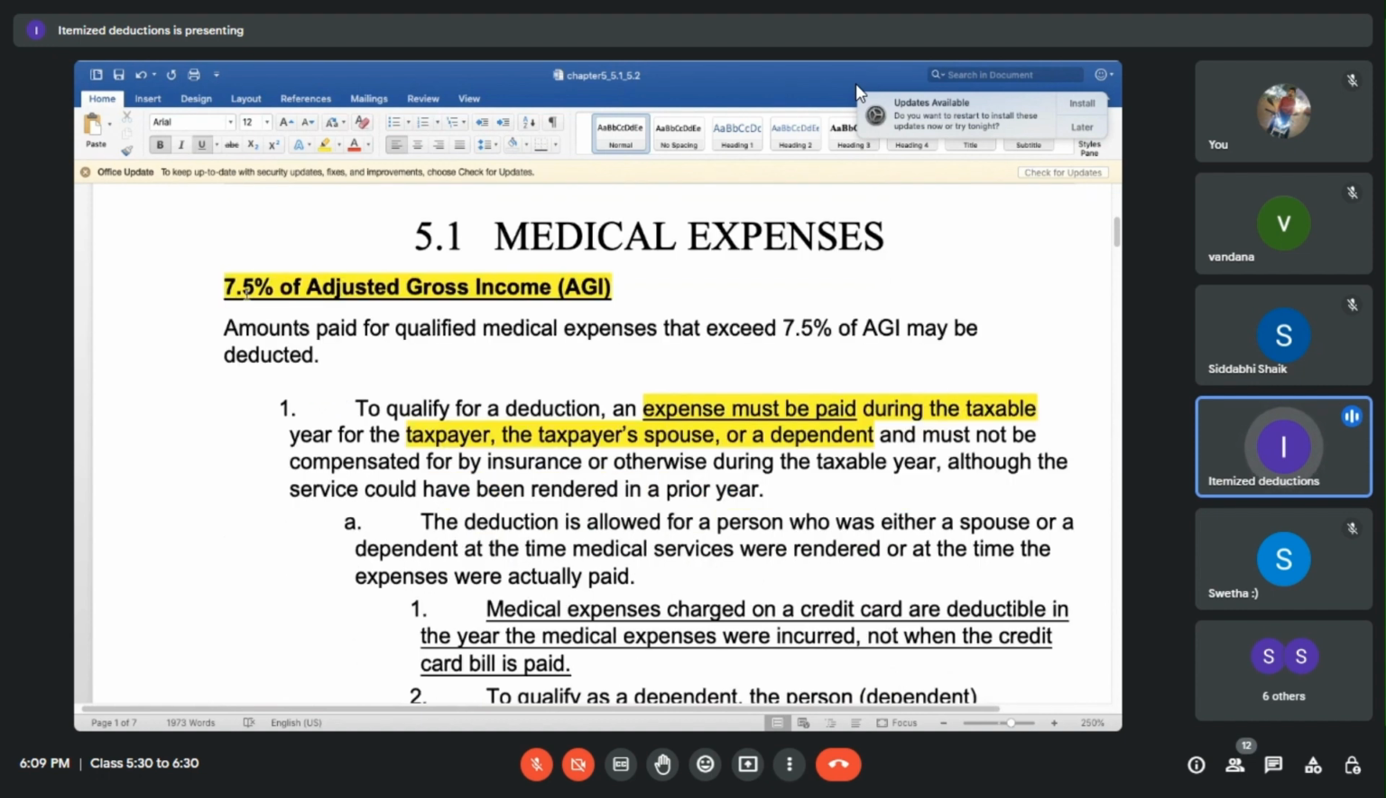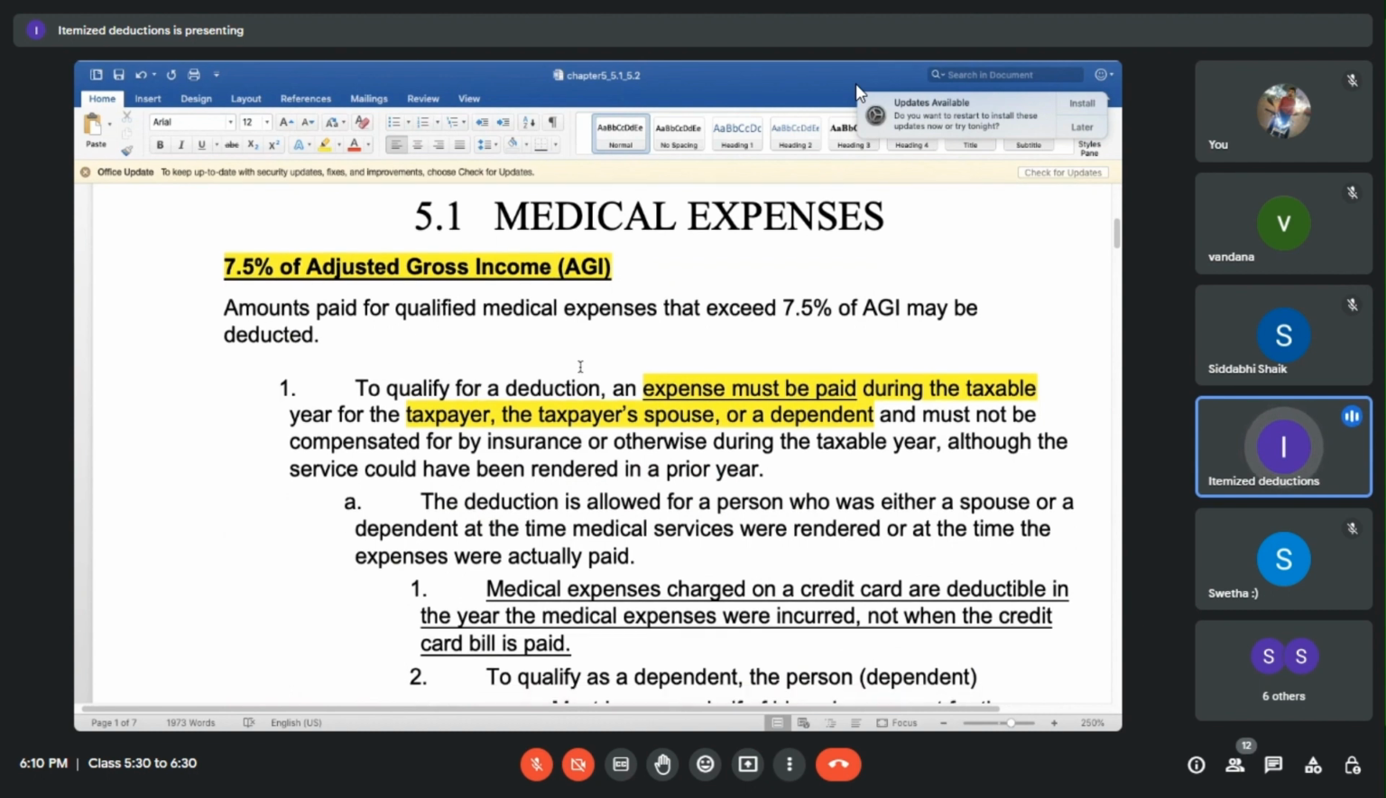That's not a very good move from IRS. That's not a very welcome kind of clause, because 7.5% becomes a very big amount. A lot of people will not pay that much unless they're going through some serious or chronic illness and their medical bills are really high. General people will not pay that high amount, so they usually don't get any benefit.